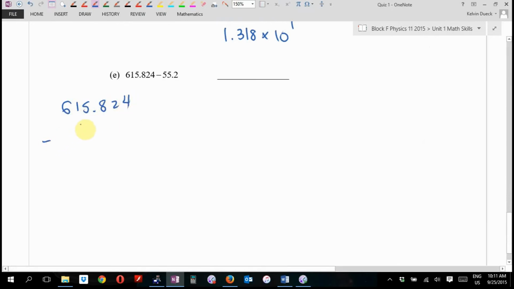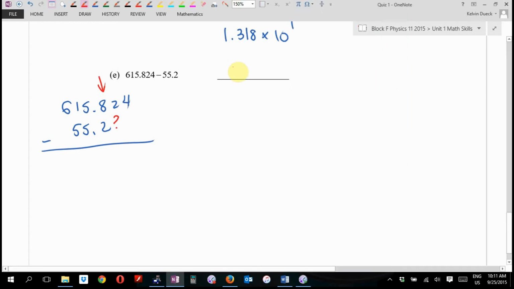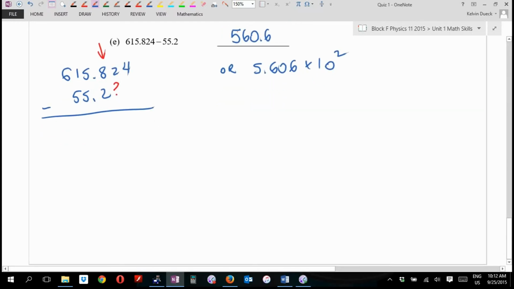615.824, take away 55.2. I guess here is my first guess, so I'm going to round to 1 decimal place. It's going to be 615.824 minus 55.2. I said I'm going to round to here, 560.6, or 5.606 times 10 to the 1, 2. Either or.